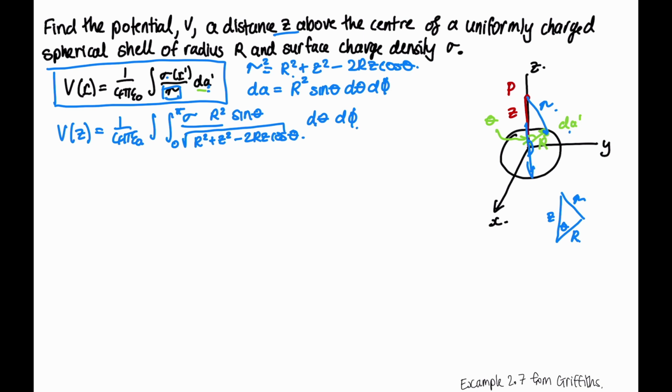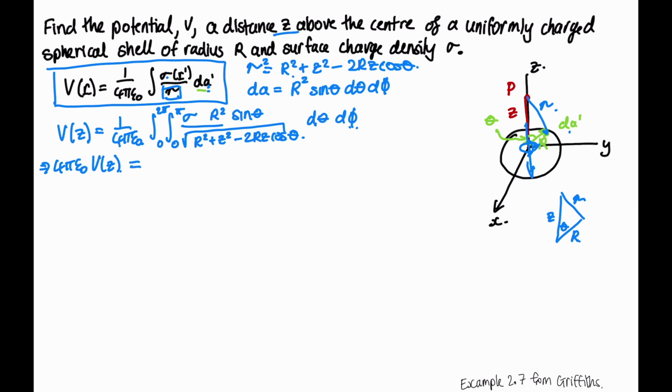And phi goes all around the circle like that. So that's from 0 to 2 pi. Okay, so let's simplify this as much as we can. If we can get rid of this fraction just by writing this as 4 pi epsilon naught, the voltage is a function of z, just to get rid of this down the bottom.